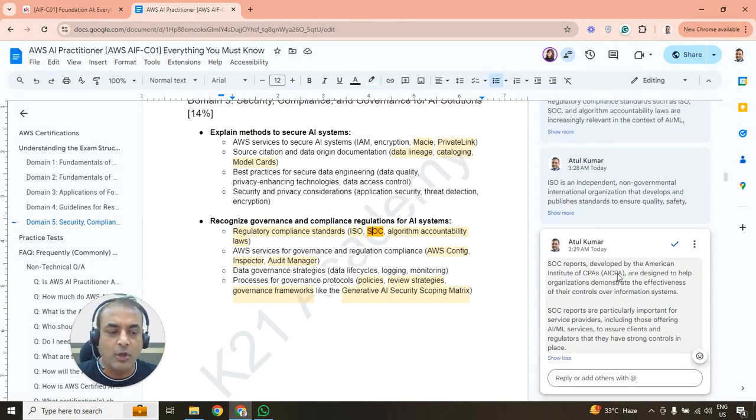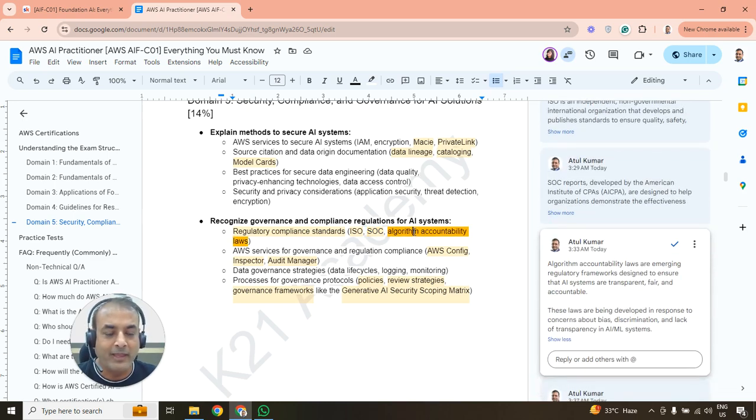Then security, which is security operations and compliance, which is again, what are the reports applicable for AI and machine learning. Also algorithm accountability laws. A lot of AI and machine learning is all about machine learning algorithms, ML algorithms. So what those algorithm accountability laws are.